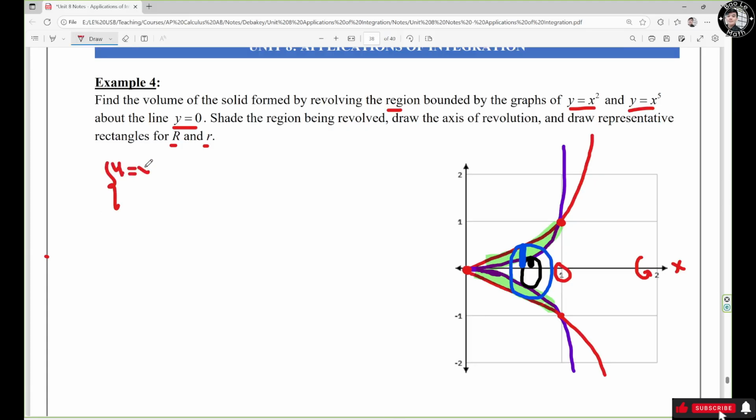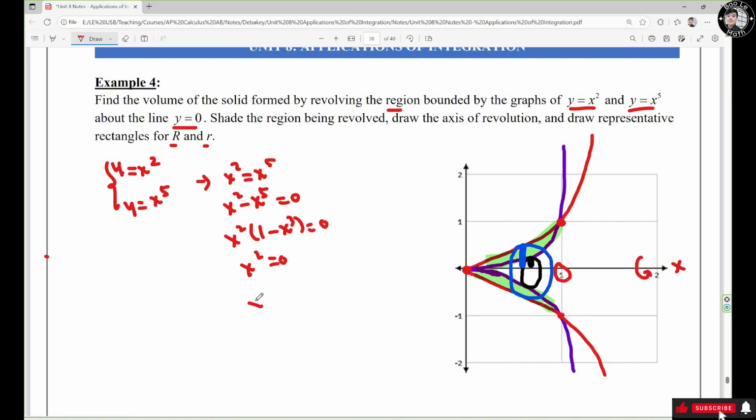y equals s squared and y equals s power 5, right? So it turns out to be s squared equals s to the 5th. Subtract s to the 5th from both sides, so we have s squared minus s to the 5th equals 0. Factor s squared out: s squared times (1 minus s cubed) equals 0, right? So s squared equals 0 and 1 minus s cubed equals 0. Now you solve this one, s equals 0, and this one, s equals 1. That's why you get 0 and 1 right here.